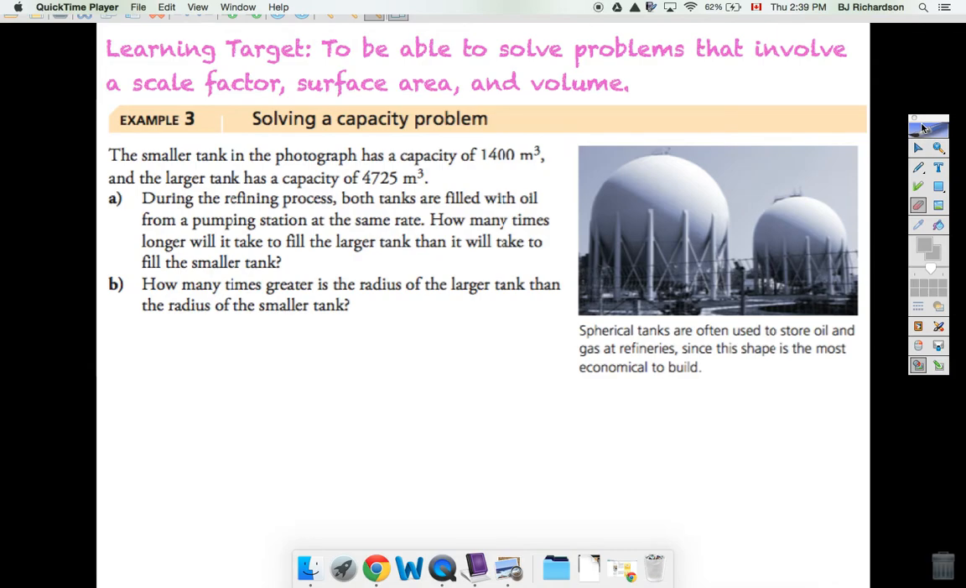Hey class, we're back again, and now we have example 3, solving a capacity problem, and this is from section 8.6, so this is the last video of the series.